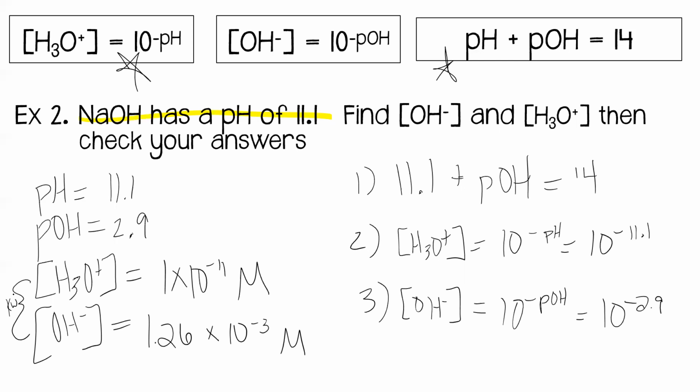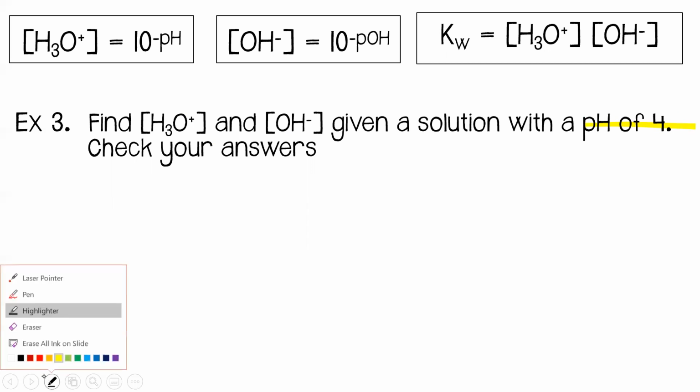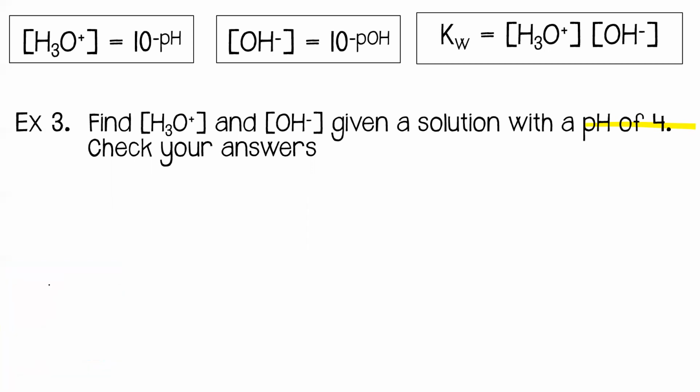All right, try one more on your own. So once again, find the hydronium and hydroxide ion concentrations of a substance whose pH is 4. So it doesn't tell you what the substance is, but you assume it's an acid based on the pH. So go ahead, pause the video, and see if you can solve it yourself, and then come back and check your answers with me.